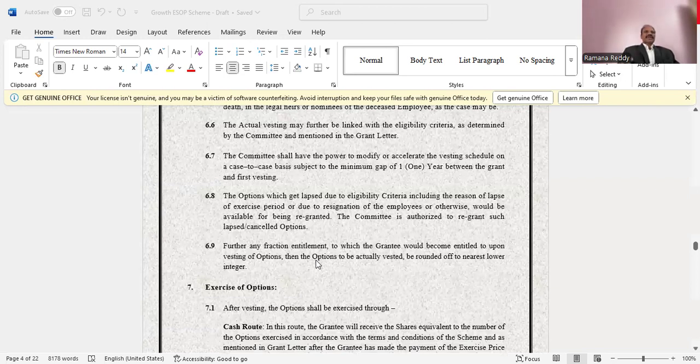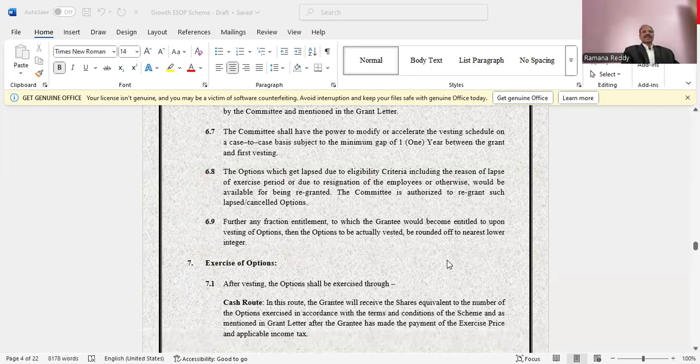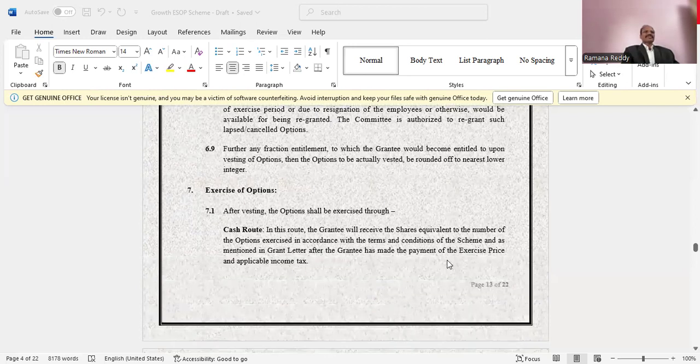If at all any fractional entitlement arises to which the grantee would become entitled on vesting of options, then the options to be actually vested shall be rounded down to the nearest lower integer, because we'll talk about percentages. So if any fractions come, this is the solution: rounding off to the nearest lower integer.